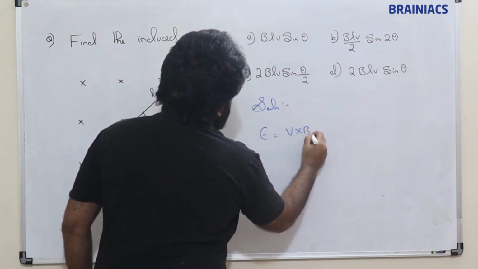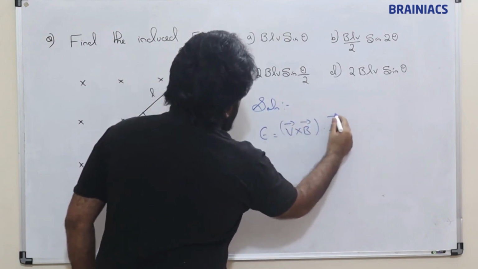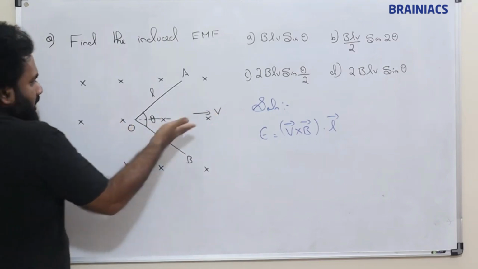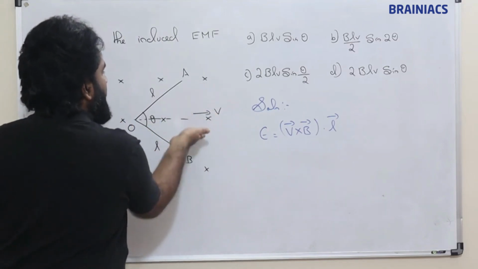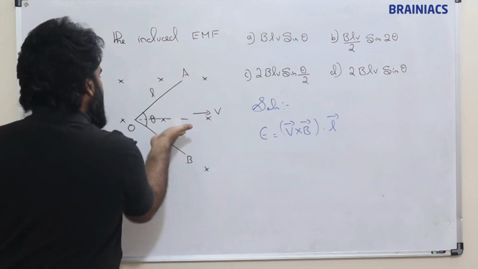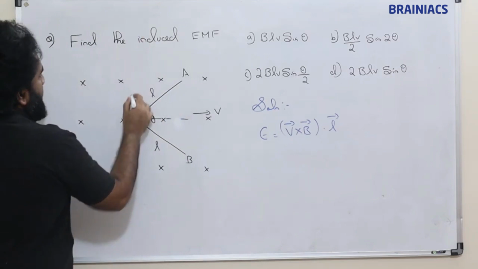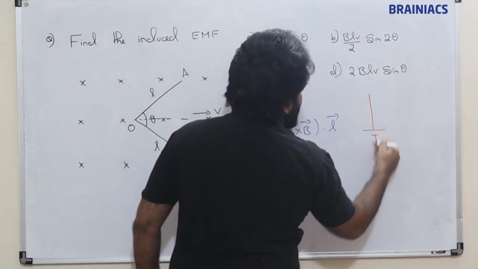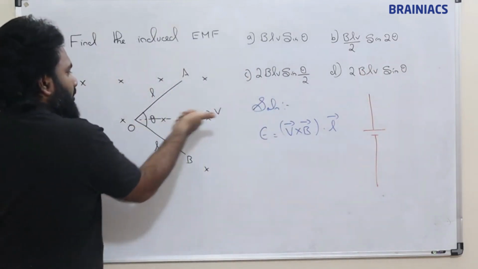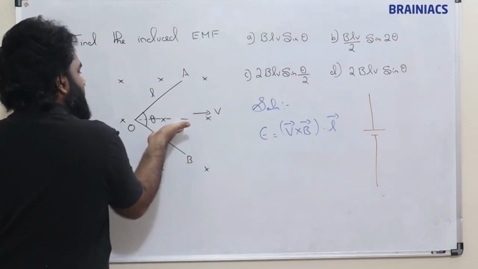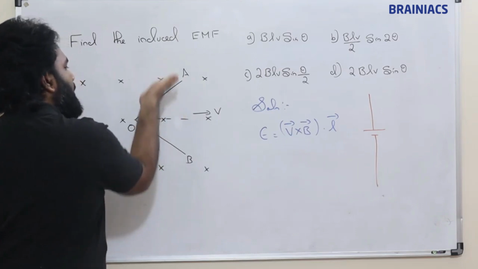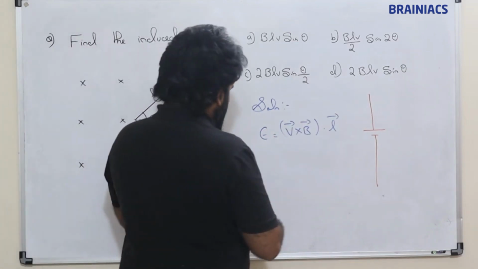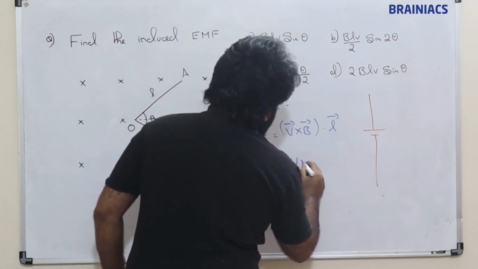is equal to V cross B dot L vector, right? So this is the direction of magnetic field and this is the direction of velocity. So direction of V cross B will be in the upward direction. So I am going to consider the polarity of EMF as in this direction. Okay, V cross B, upward direction. So I am putting the polarity like that. Now this is VB vector.